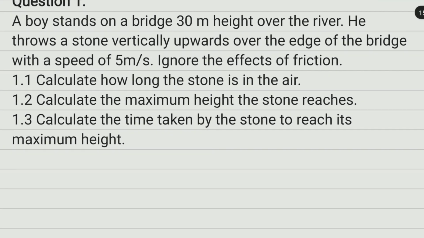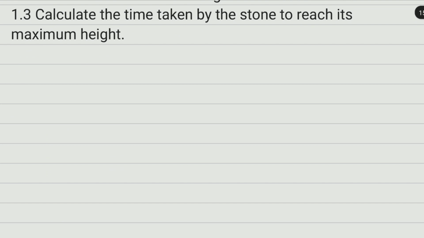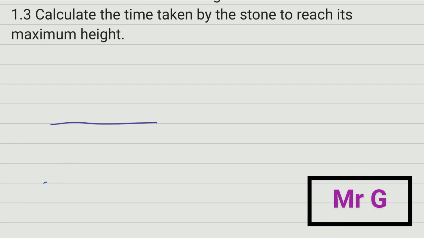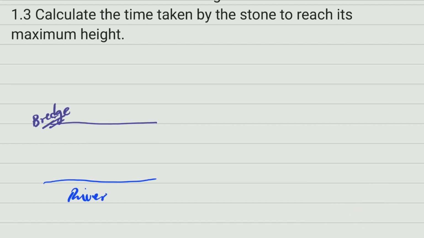But before we move on, the first thing we're going to do is to have an idea of what is going on, and we are going to do that by a small sketch or drawing. So let's say this is the bridge, and then at the bottom is the river. This is the river, and that one is the bridge. And somebody throws a stone vertically upward from the bridge, and obviously that stone is going to move all the way up and then come down past the bridge, but that is not the part right now.